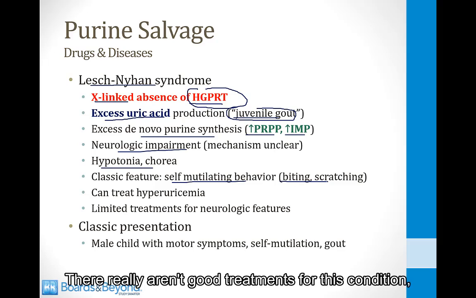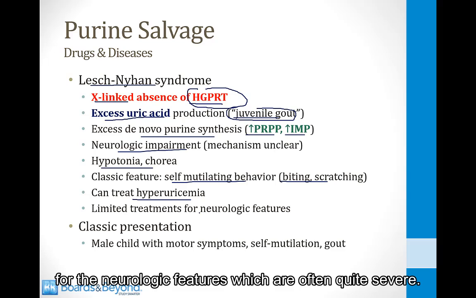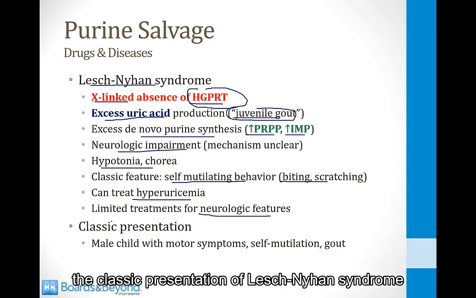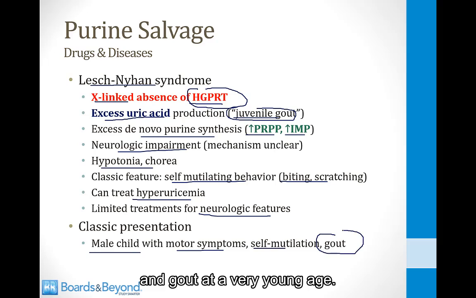There really aren't good treatments for this condition. You can treat the hyperuricemia the same way you treat gout, but there are limited treatments for the neurologic features, which are often quite severe. So in a board question, the classic presentation of Lesch-Nyhan syndrome is going to be a male child because it's X-linked with motor symptoms, self-mutilation, and gout at a very young age.